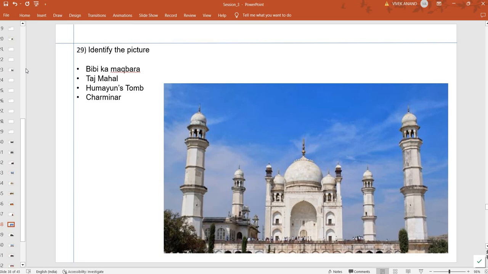Which building is this? Bibi ka Maqbara? It's Taj Mahal. No. Why is it not Taj Mahal? The proportion, the rest of the thing, it's not Taj Mahal. The central part also is not octagonal in shape. So yeah, this is Bibi ka Maqbara.